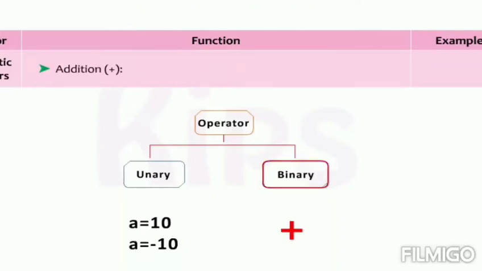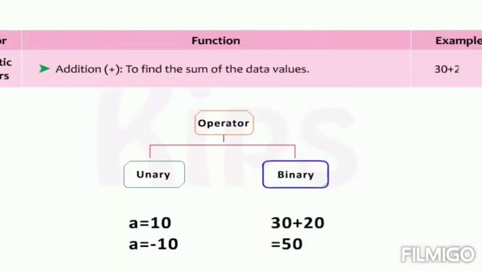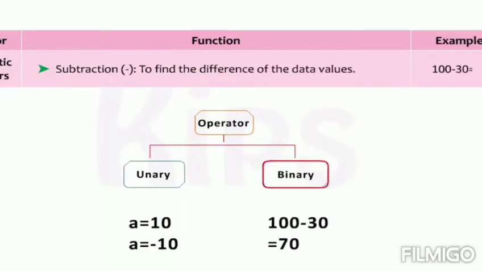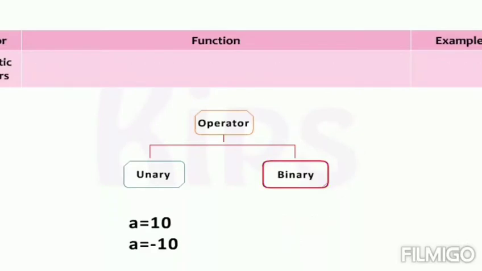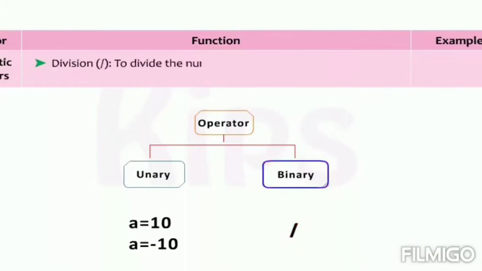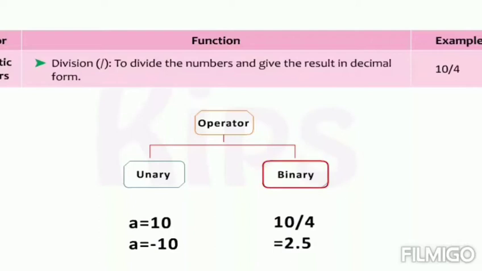Addition, plus, to find the sum of the data values. 30 plus 20 equals 50. Subtraction, to find the difference of the data values. 100 minus 30 equals 70. Multiply, to find the product of the data values. 10 into 2 equals 20. Division, to divide the numbers and give the result in decimal form. 10 divided by 4 equals 2.5.